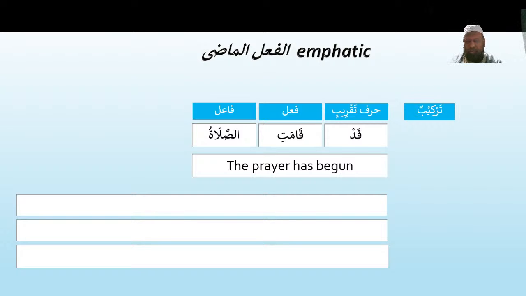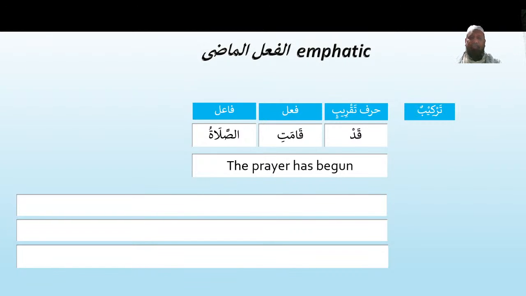I'm thinking of a ruling, a mas'ala here for the salah. Will I mention it? No, I won't, because this is not fiqh class, is it? This is an Arabic grammar class.